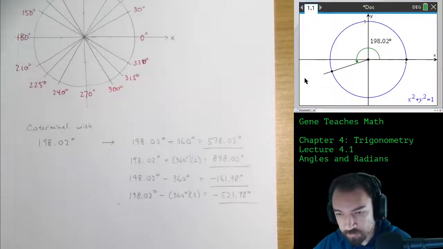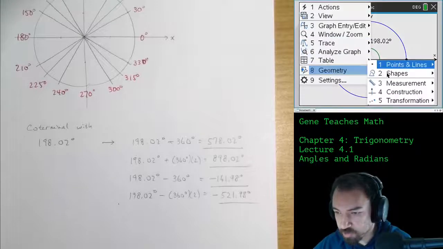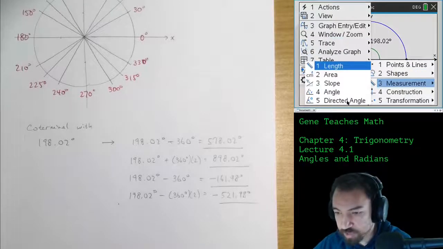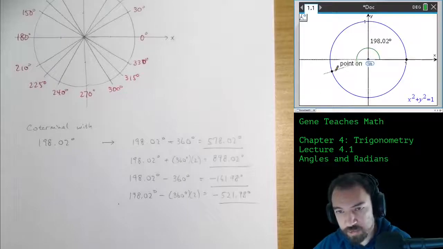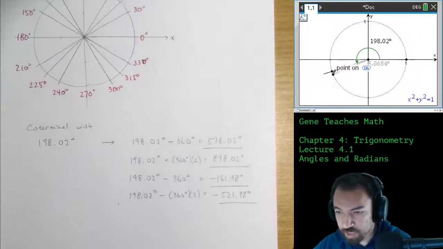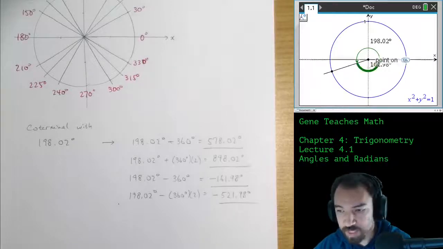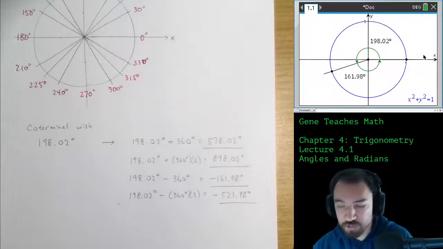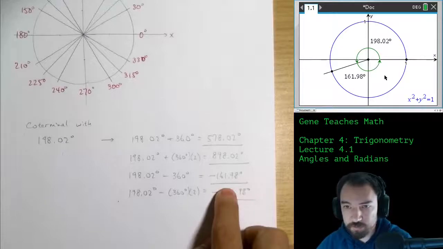Perhaps we can visualize this by going to the geometry menu, and then we'll take a directed angle measurement. This will always take things counterclockwise because of the calculator settings I have. So I'm going to start with this over here, and I'm going to measure counterclockwise back to the positive x-axis. And so that gives 161.98 degrees. If I wanted to think about this in the normal direction, from the initial side backwards to the terminal side, I would think about this as a negative 161.98 degree angle.